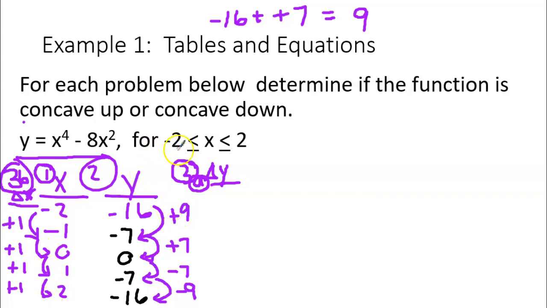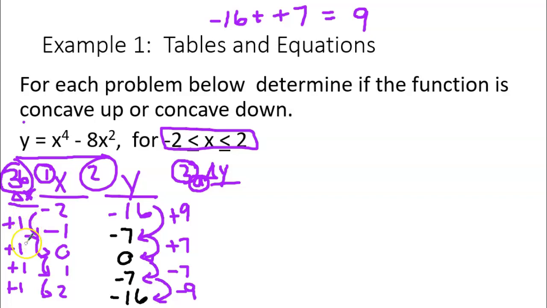So let's review where we're at so far. I took the interval they gave me, and I made a list of at least 5 x's. Then I plugged in those x's to find my y's. Step 3, I found my delta y's. How much does y change for each step?